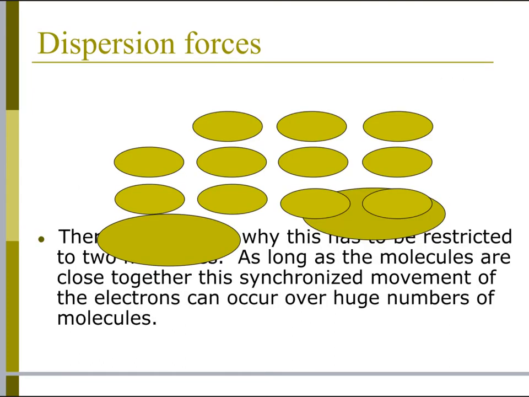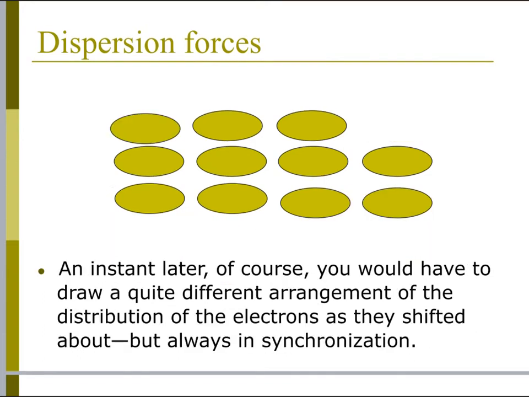Now picture this interaction over several molecules. No one says it has to be just between two molecules. So if you get big groups of molecules together, you're going to get this synchronized movement where the positives and negatives are constantly trying to find each other. Although the partially positive and partially negative sides of the molecule would constantly be in flux, switching back and forth, that sloshing around would always be in synchronization.